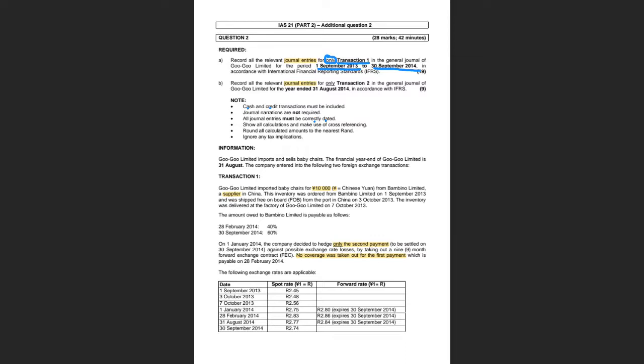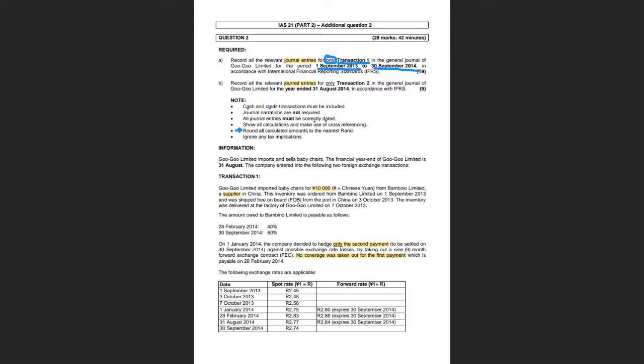Normally you'll see me say round the final answer to the nearest rand, because I don't want you rounding in between the calculation, as that's going to throw your calculation off from what's in the memo. So you need to get into the habit of rounding off the final answer to the nearest rand. And then we don't worry about tax. So then moving on to the information.